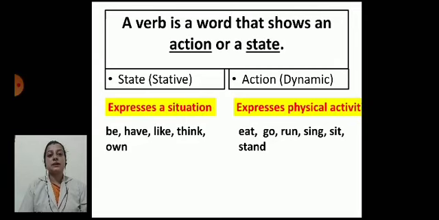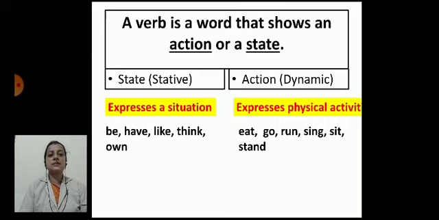So we will learn about transitive and intransitive verbs in detail today. First of all, we will recapitulate what a verb is. As you all know, a verb is a word that shows an action or a state. So on this basis, we can divide verbs into two parts. First is stative, second is dynamic. Stative verbs show a state, and dynamic verbs show an action.